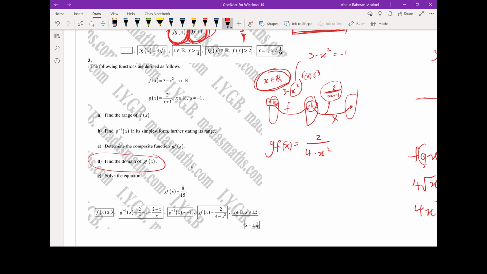That doesn't work. So what is the domain of the composite function gf of x? Well, it's everything as long as x is not equal to plus or minus 2. So x can be anything so long as it's not plus or minus 2, and that's how we get that domain. That required us to really understand this diagram and really think about what the input is and what the output is for each function.